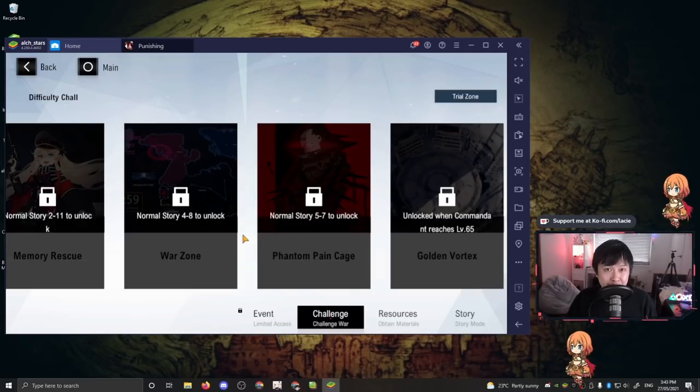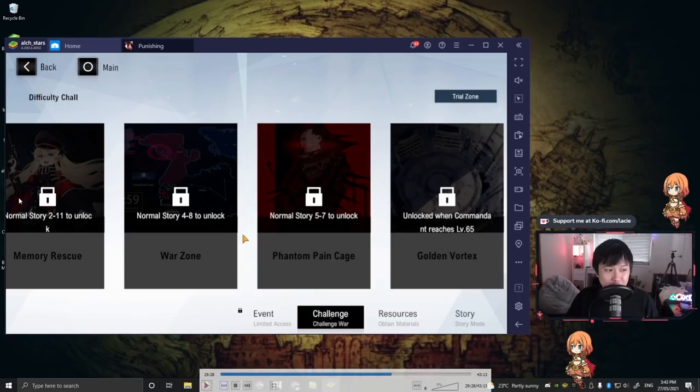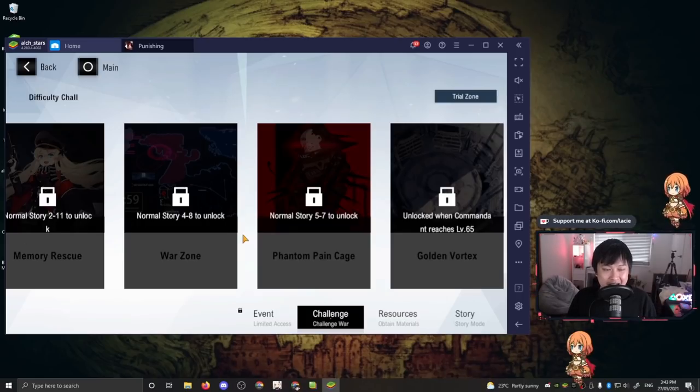Next, I want to talk about Memory Rescue, which is this one over here. You should try to complete Memory Rescue ASAP because you actually get pieces 1 and 4 for the Darwin set of the memories.